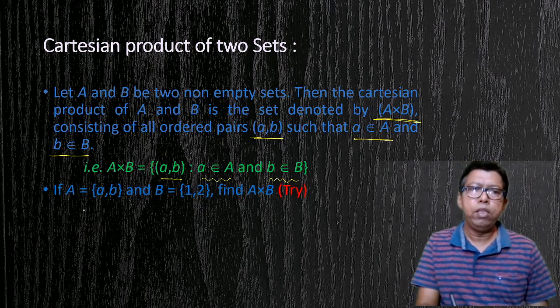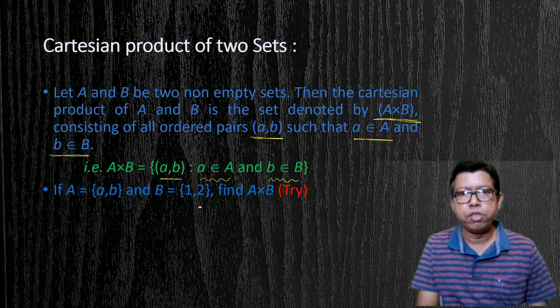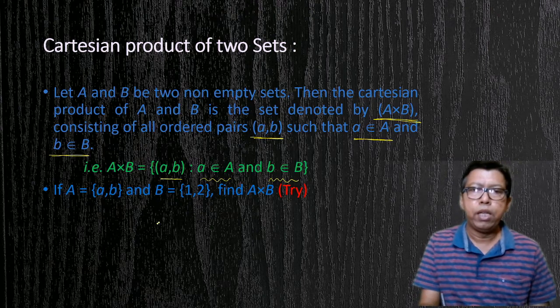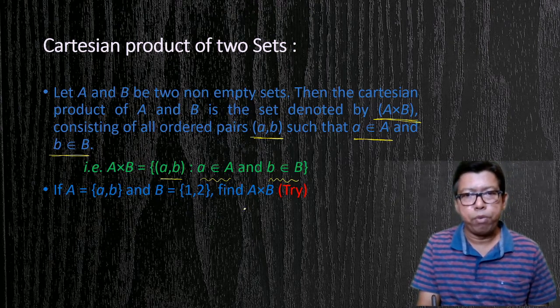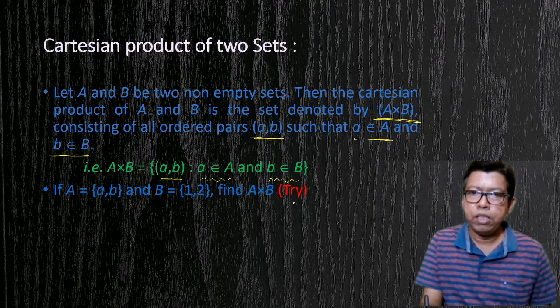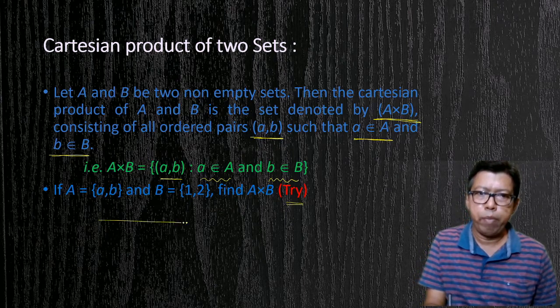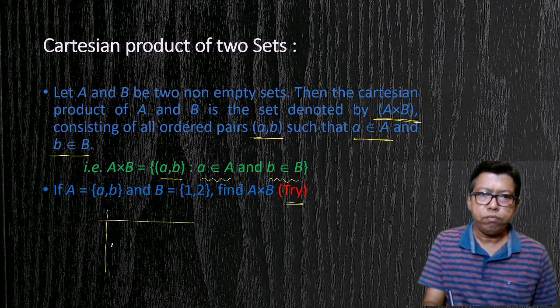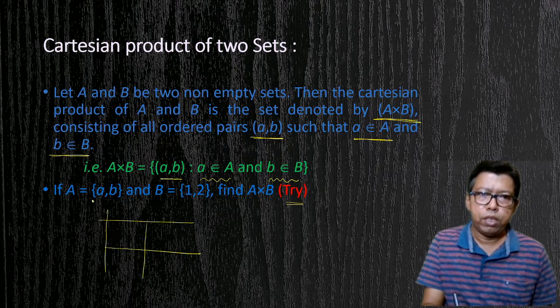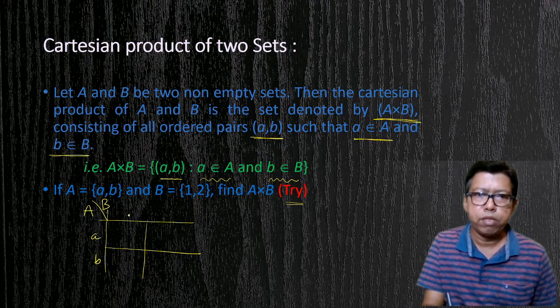Now consider a set A containing a, b, and B another set containing the elements 1, 2, and you have to find the Cartesian product between these two sets A and B. In this case, what will you do? It is actually given to you to try, but I am doing this one. Suppose you make a 2 by 2 box. In this box I write, say, this is set A and this is set B. Set A contains the elements a and b, and set B contains the elements 1, 2.